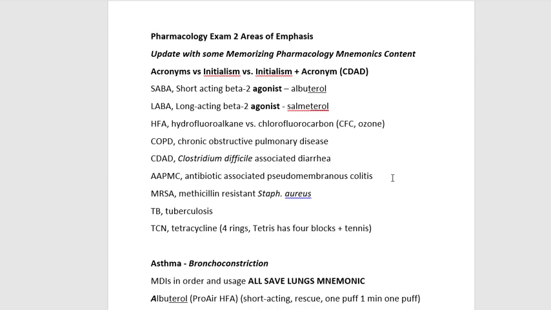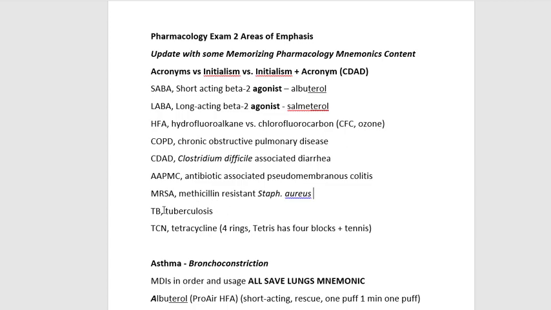MRSA, which we're saying as an acronym, or M-R-S-A as an initialism, methicillin-resistant Staph aureus. Again, this methicillin we don't really see in practice. It's toxic, but methicillin represents a drug that should work pretty well, even with the resistant bacteria. So this Staph aureus is especially resistant because it's resistant to methicillin. That's kind of the take-home.